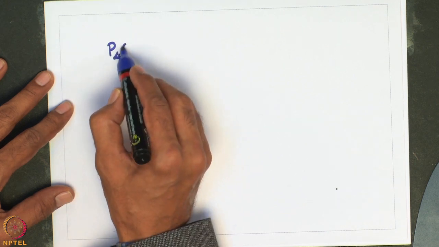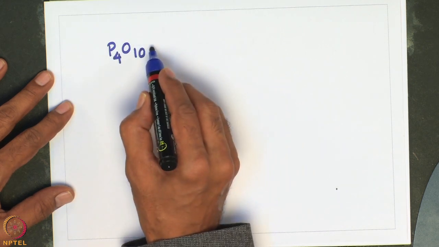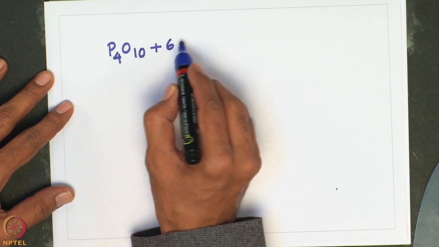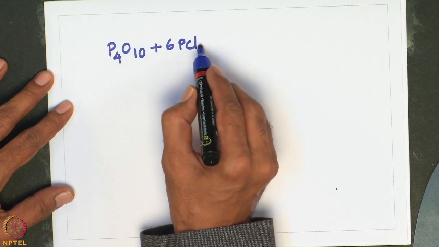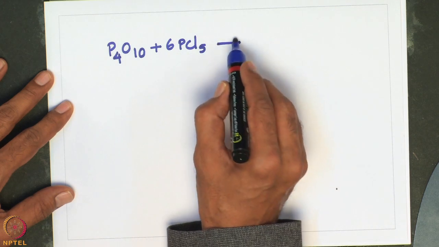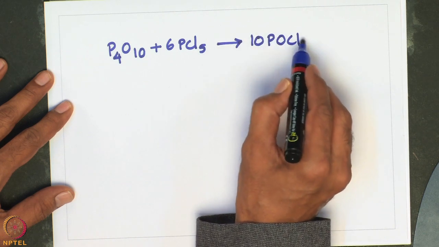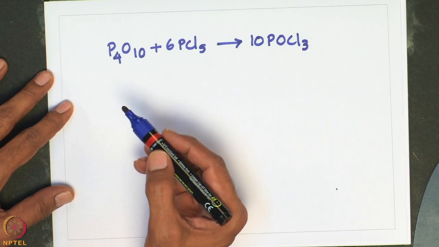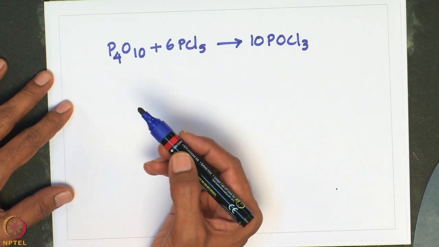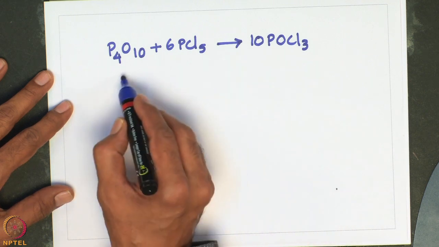Among the phosphorus oxyhalides, the most important one is POCl3. This can be prepared by reaction of PCl3 with O2, or one can also prepare starting from P4O10. So, P4O10 when it is reacted with PCl5 gives POCl3, as I mentioned, directly PCl3 can be reacted with oxygen to form POCl3.